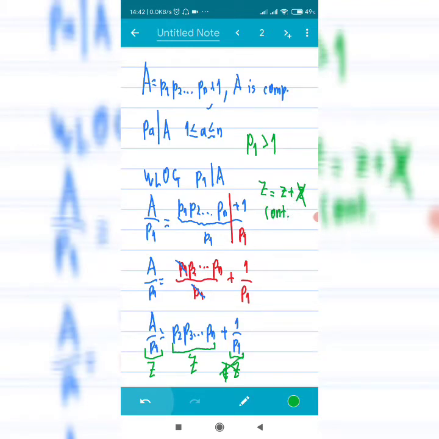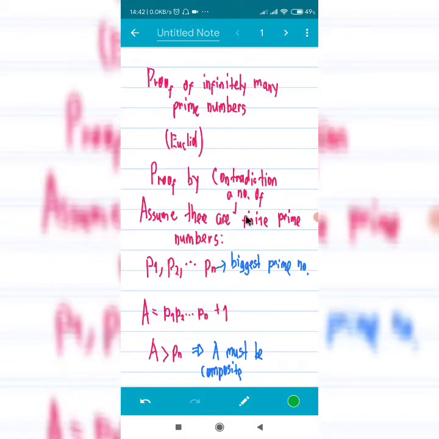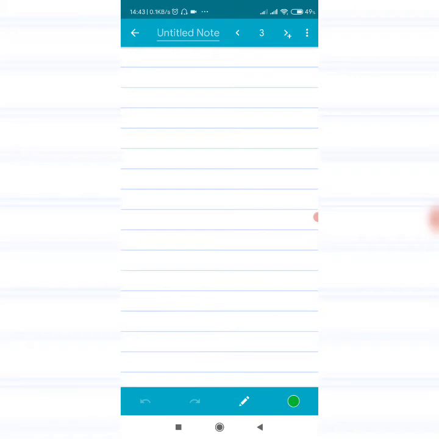And therefore our original statement, that there are finitely many prime numbers, is wrong. And therefore we have supported the claim: there must be infinitely many prime numbers.